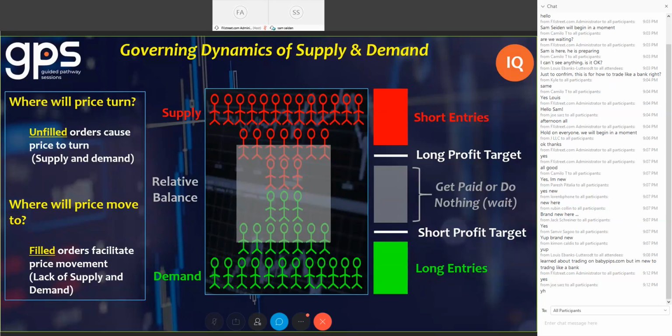then the second question doesn't become that difficult. Where will prices move? So once prices turn, where are they going to move to? Well, if unfilled orders or supply and demand cause prices to turn, filled orders or the lack of significant supply and demand facilitate price movement. Does everybody understand that? Big significant supply demand imbalances cause prices to turn. The lack of that makes it easy for price to move. Is everybody pretty clear on that? And if we all agree with that, then the only question left is, what does that picture look like on a price chart?